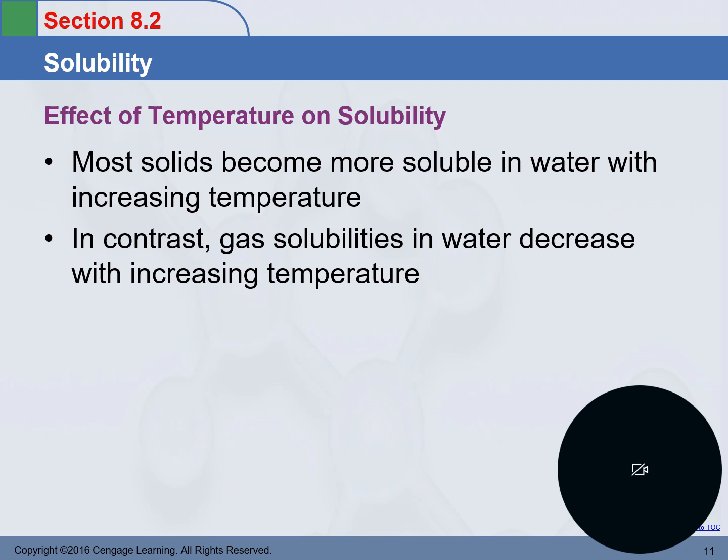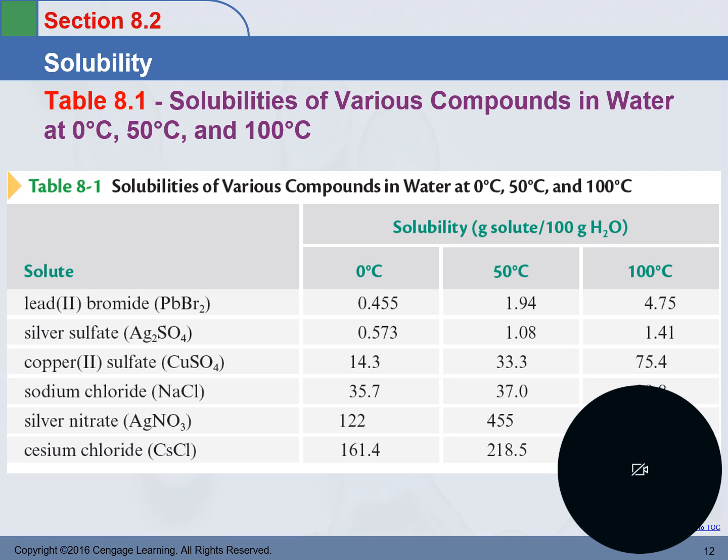Most solids will become more soluble in water with an increase in temperature. Molecules are moving faster, they're bumping into the solute harder, and it's more likely to go into solution. That is not the case with gases. Gases tend to want to increase in size when they're heated, so as you increase the temperature, solubility of a gas will decrease. Here's a chart showing you different solids that are dissolved at different temperatures, and you can see as our temperature goes from 0 to 50 to 100, almost all of our solutes are going to increase in value.